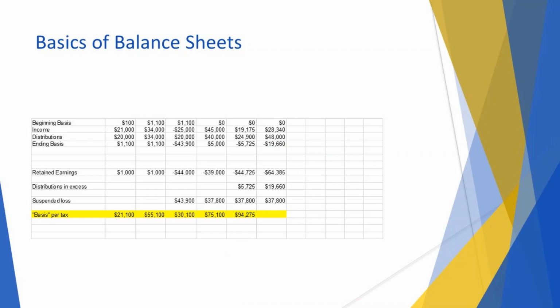Now we're on to the current year. Sally has net income of $28,340, but she took distributions of $48,000. She has distributions in excess of basis of $19,660. Her retained earnings will go to negative $64,385, and her Section 179 deduction of $37,800 will remain suspended.